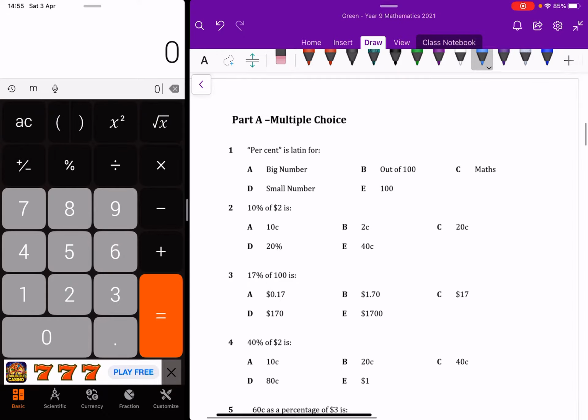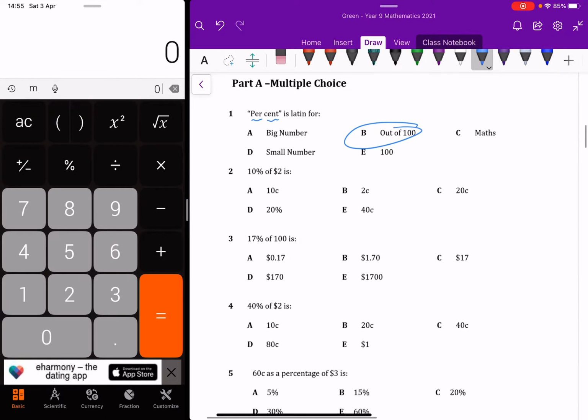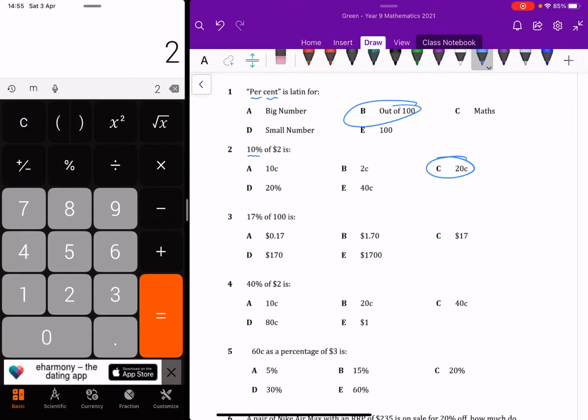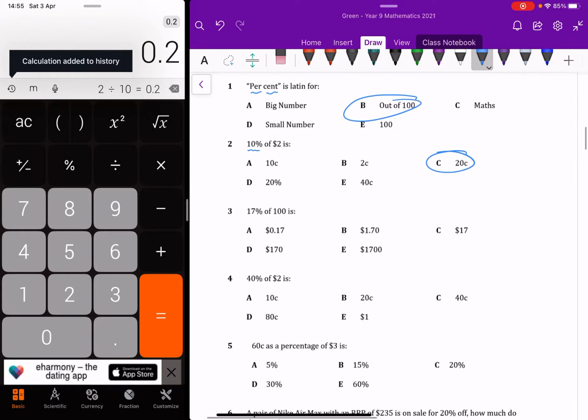So percent is Latin for, well, per means out of, and cent means 100, so out of 100. 10% of $2. Well, to find 10%, we can just simply divide by 10, so we'll get 20 cents. Now we could do this on the calculator. 2 divided by 10, which gives us $0.2, which is 20 cents.